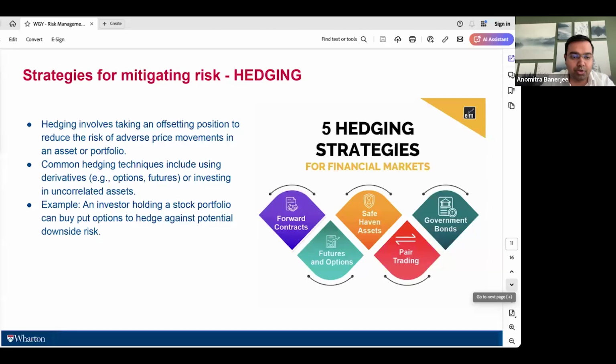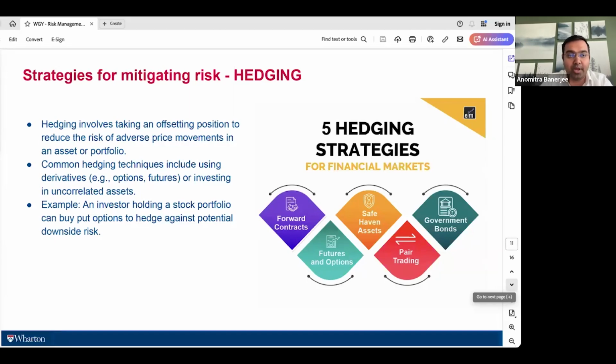Say you could invest in options, you could invest in futures, you could invest in uncorrelated assets. But there are 5 main hedging strategies. The first is forward contracts, the second is futures and options, the third is safe haven assets, the fourth is pair trading, and the fifth is government bonds. So these are some of the strategies that you might use to hedge your bets.